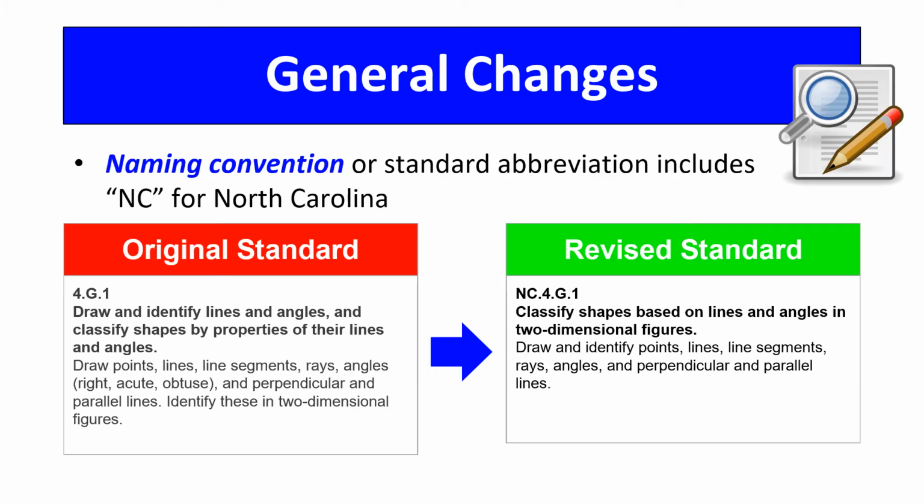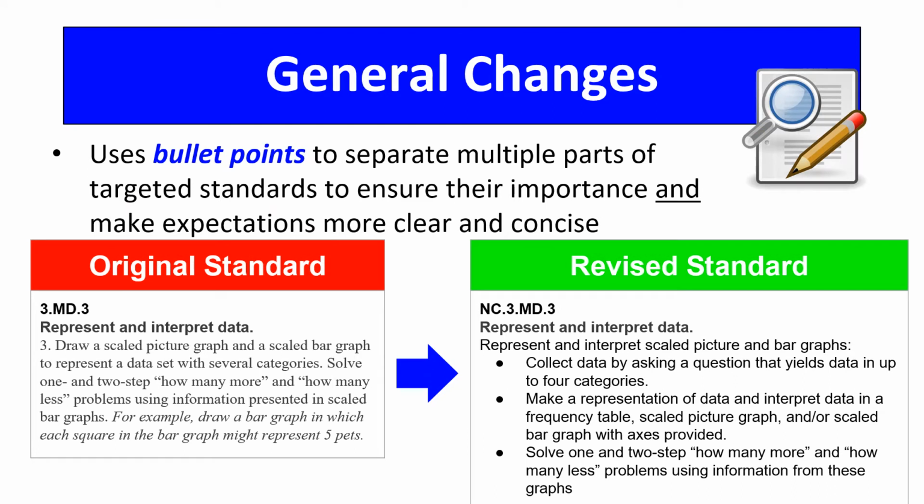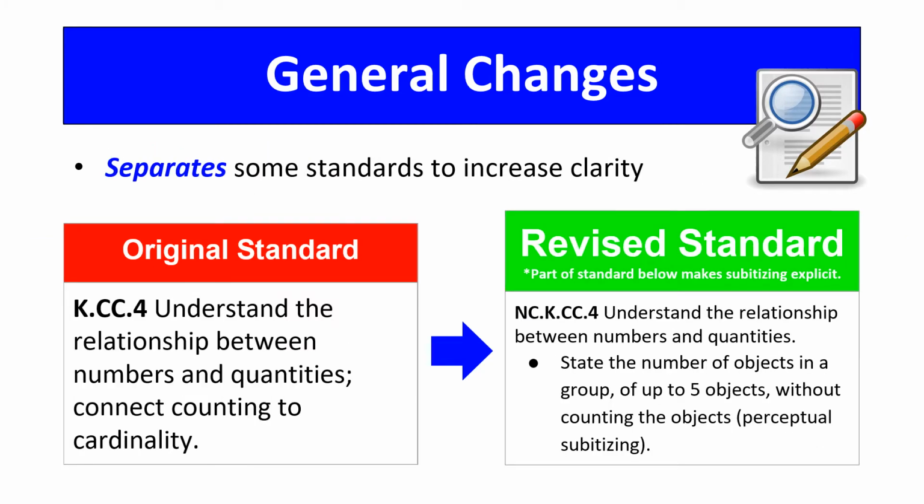First, we will take a closer look at general changes made across grade levels. One change that you will notice for all standards is the addition of NC to the beginning of the standard name. You will also notice that multiple parts of some standards were separated by bullets. This revision emphasizes the importance of each part and brings more clarity to the standards. In some situations, standards have been separated into more than one standard to increase emphasis and clarity of the standards.